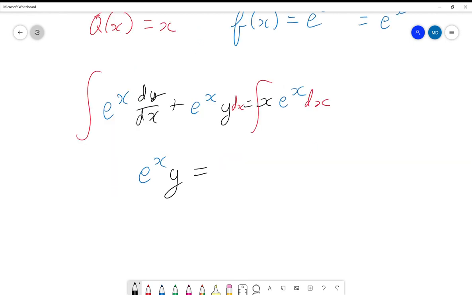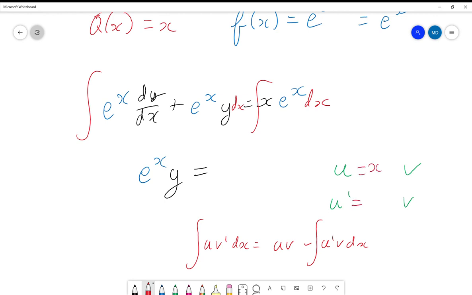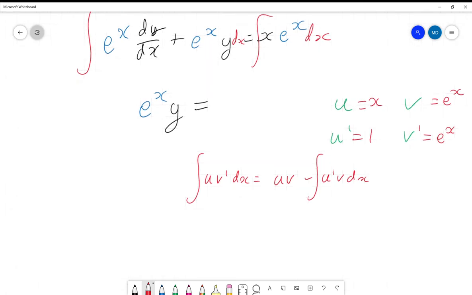We're going to have to use integration by parts with u dash v. Remember our integration by parts formula. The integral of u v dash dx is equal to uv minus the integral of u dash v dx. So I'm going to pick my u to be equal to x. Therefore my u dash is 1, and my v dash is going to be equal to e to the x, and therefore my v is e to the x as well. And now we can just plug that into the formula.